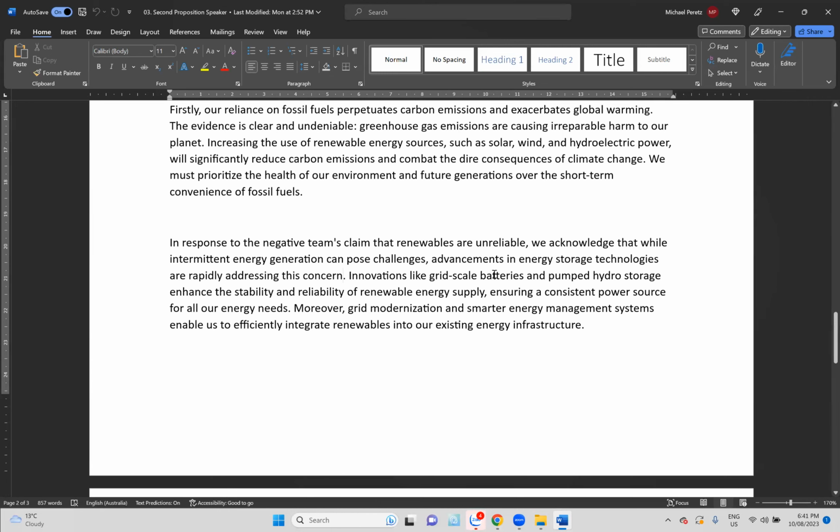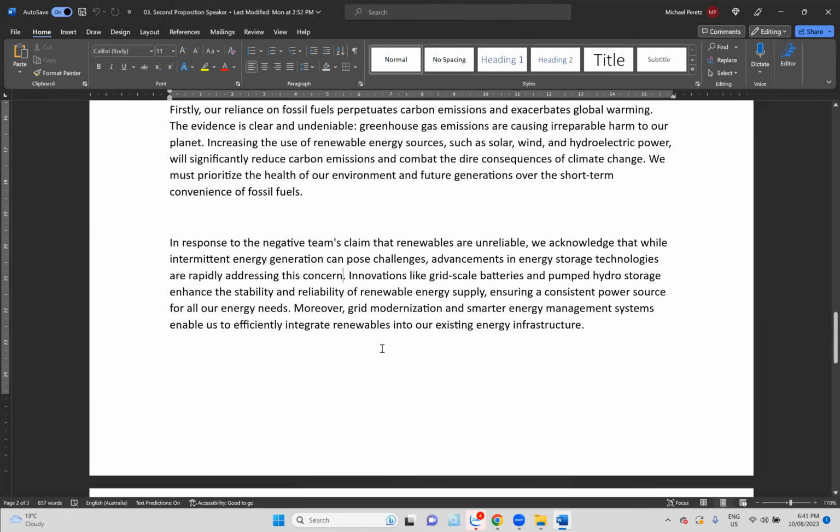So innovations like grid scale batteries and pumped hydro storage enhance the stability and reliability of renewable energy supply, ensuring a consistent power source for all our energy needs. So again, they're saying, well, you've said that this can be unreliable, but here's the technology we need to make this problem go away.